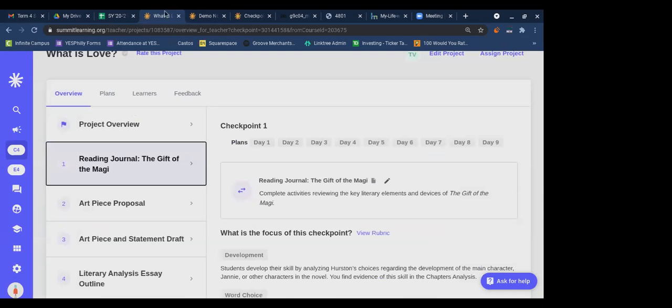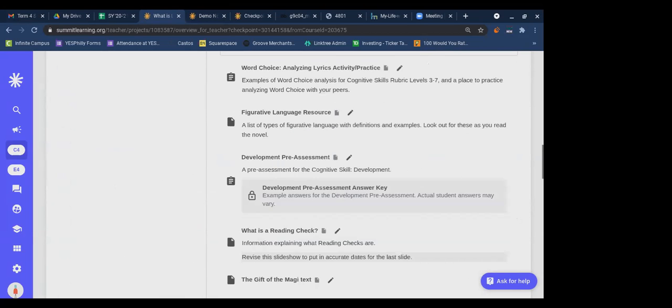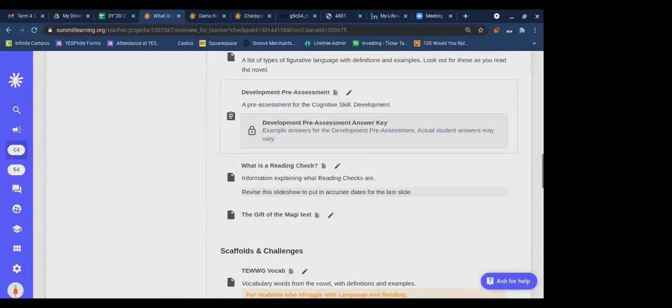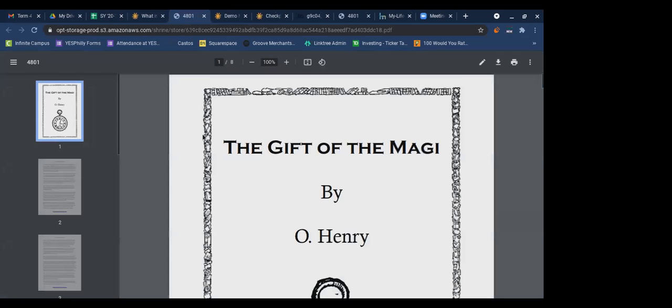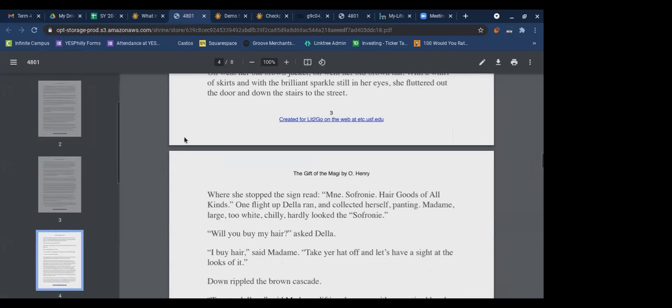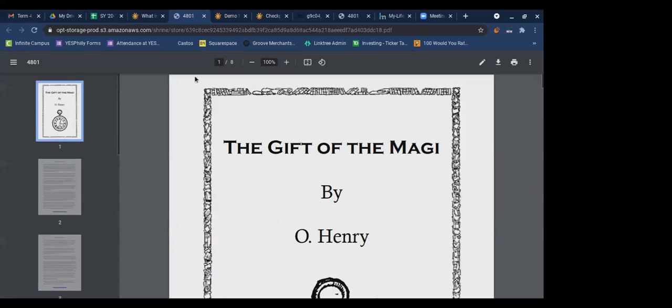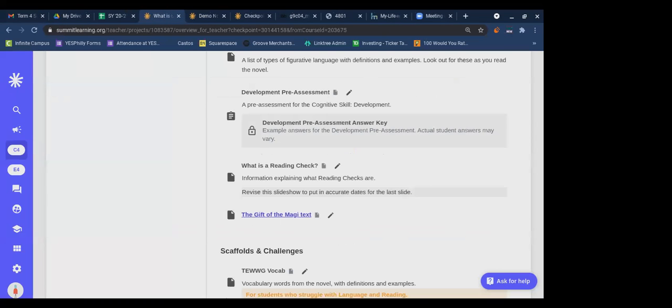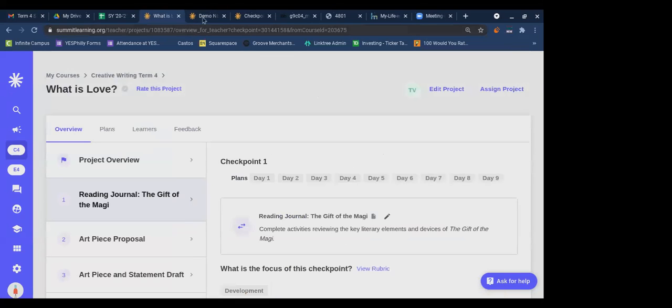And if you want to access the story on your own outside of class, click the checkpoint, and if you're on Checkpoint 1 like this and you scroll down to the bottom, the last link you should see says Gift of the Magi text. If you click that, it'll bring up this page and you are able to access the story this way. Okay? Questions about any of that before we keep going? Anybody having any issues with Summit, with registering, with finding the checkpoint, anything like that?